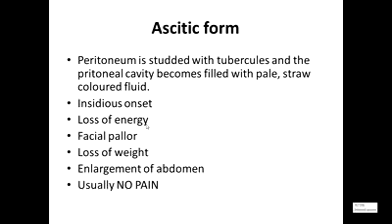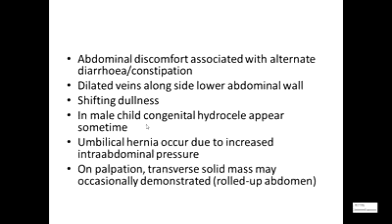So the look is very specific: vague ill health, malaise, abdominal discomfort associated with alternate diarrhea and constipation, dilated veins along the lower abdominal wall, shifting dullness because of ascites. On palpation a transverse solid mass may be demonstrated, rolled up omentum or rolled up abdomen.